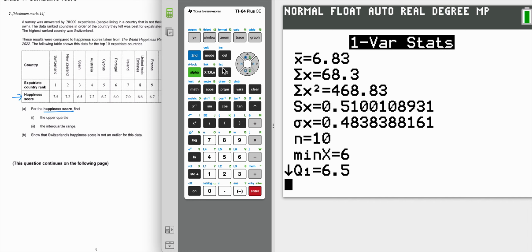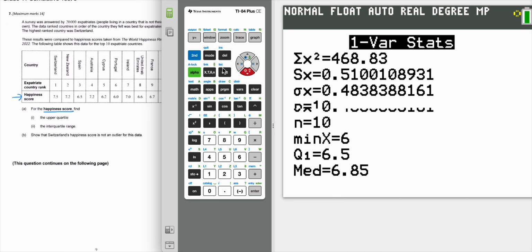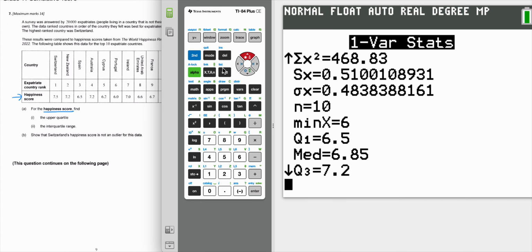So it gives us the upper quartile and the interquartile range. The upper quartile there is 7.2, the Q3, so that's the first question. Then the interquartile range is the upper quartile minus the lower quartile, which is 6.5. That gives me 0.7 as the interquartile range.